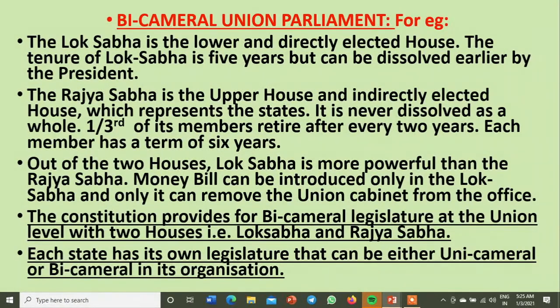And the next house is Rajya Sabha. The Rajya Sabha is the upper house and an indirectly elected house which represents the states. You know how it is representing states, how it is indirectly elected? Because in this house, the members are sent from the 28 states. So it represents the states. It is never dissolved as a whole. One third of its members retire after every 2 years, and each member has a term of 6 years. So this house is permanent.